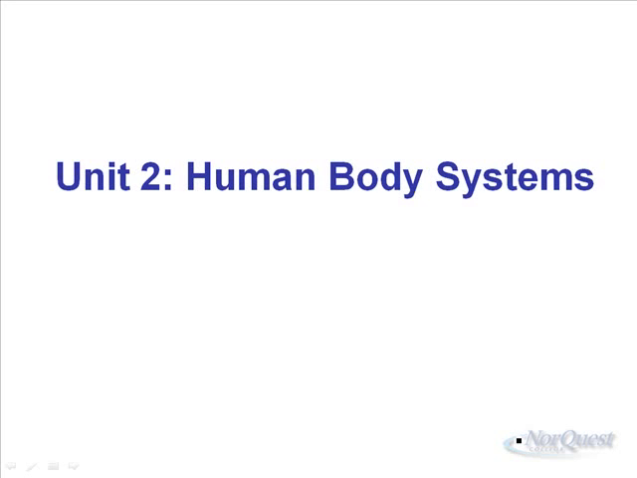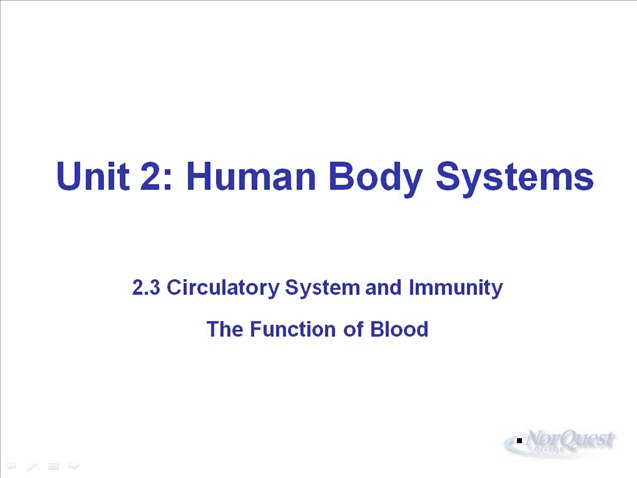Welcome back, Bio30 Prep. We're going to continue our discussion of the circulatory system and immunity. And in this lecture, we're going to be looking at the function of blood, or the composition of blood. In your textbook, it's pages 282 to 291.